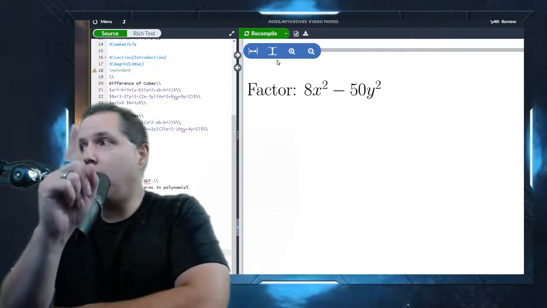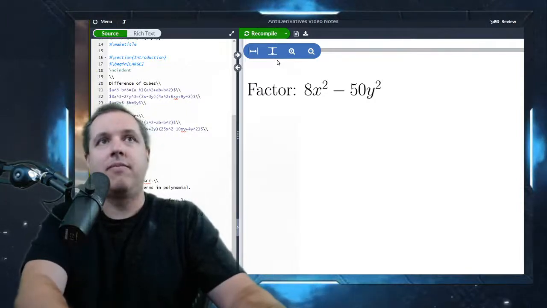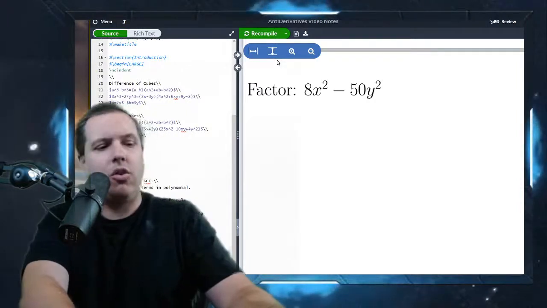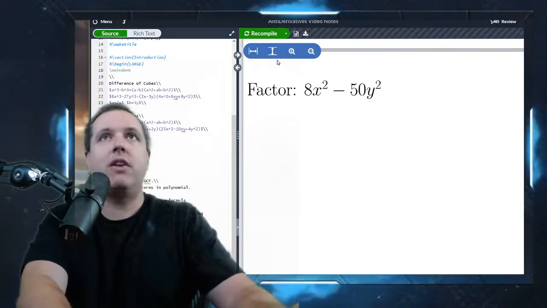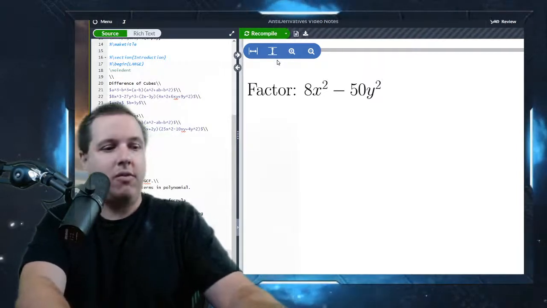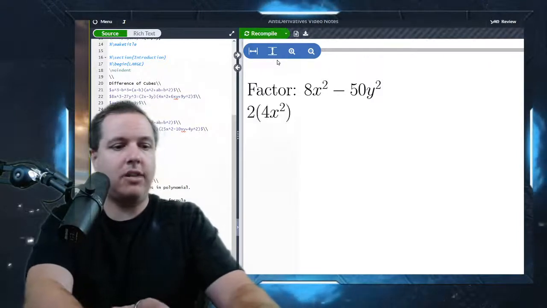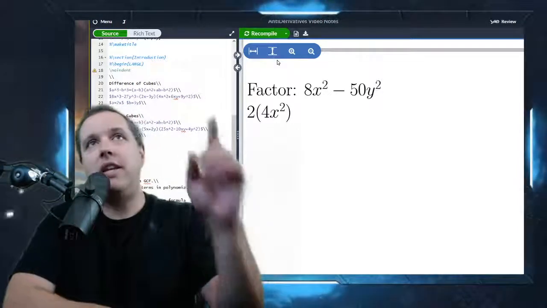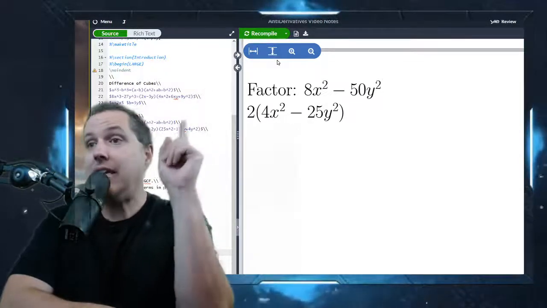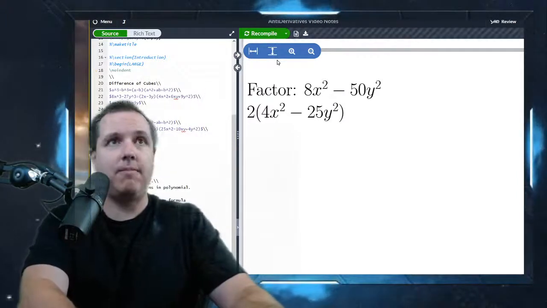Remember, step number 1, factor out the greatest common factor. And you go, oh, that's right. Right? And you go, oh, well, it looks like the greatest common factor is 2. So I'm going to factor that out. That leaves me with a 4x squared minus 25y squared. And then now look at what's in the parentheses. That is a difference of squares.